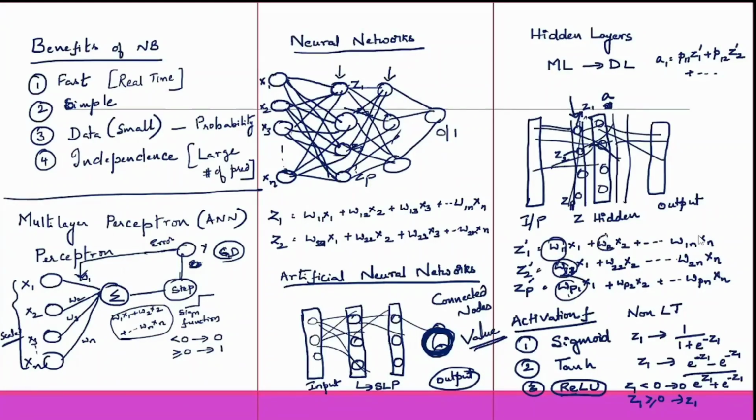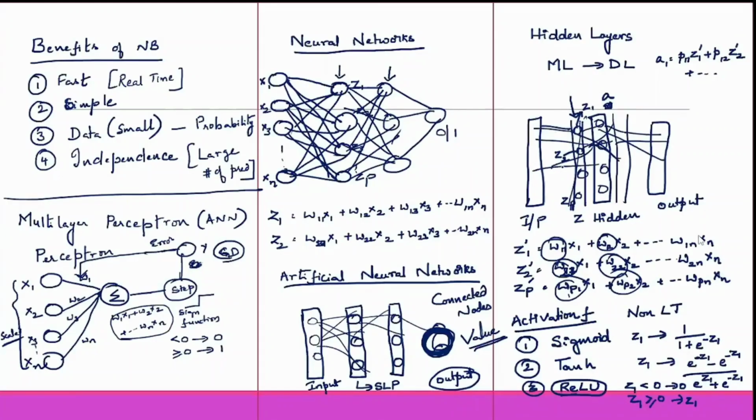We don't know them. Initially, we randomly took some kind of parameters here, but we have to find out the optimal values for all these parameters. So there will be an error function, and that error function has to be minimum. All these connections are typically called weights.